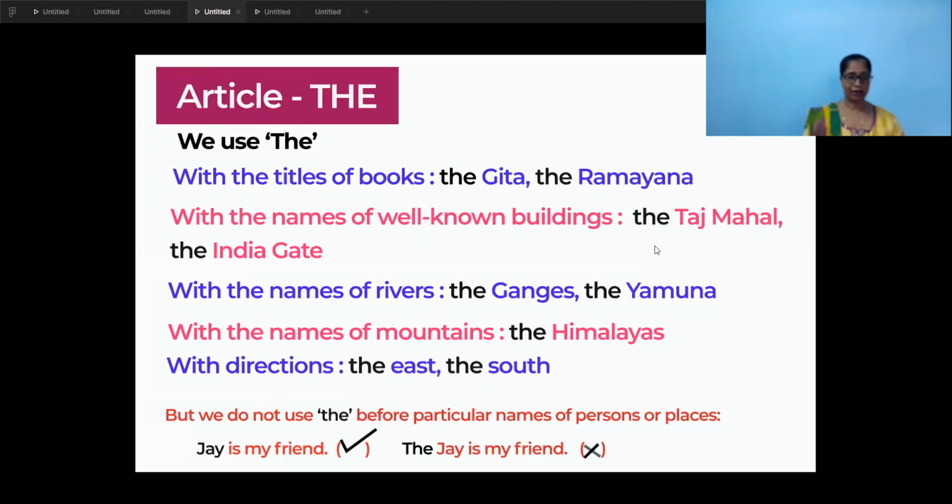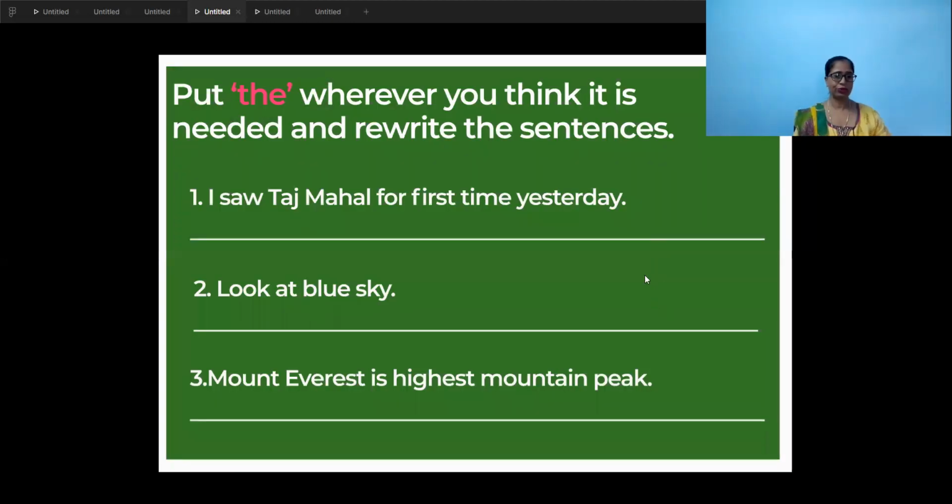Okay? But you remember, don't use the with name of person. Like you will not say, the Jai is my friend. You have to mention, Jai is my friend. Okay? The Bombay is a big city. No. Mumbai is a big city. Okay? So let's do the exercise. Put the wherever you think it is needed and rewrite the sentence. So in the sentence that Miss has given you, the word the is missing. You have to put it in the right place.